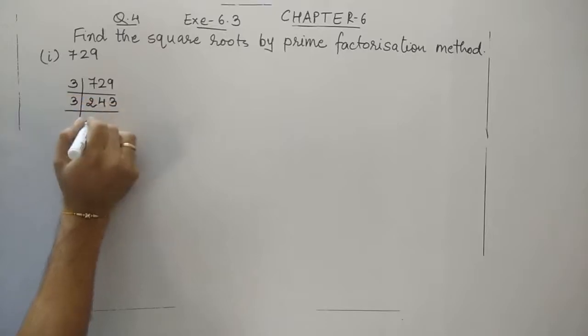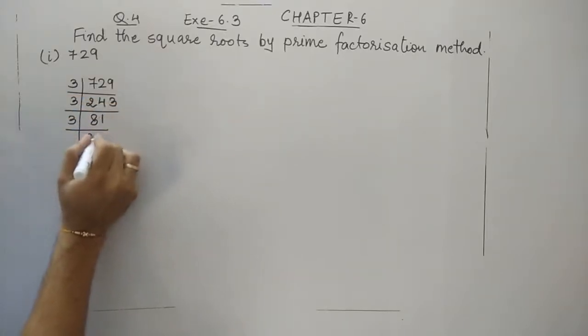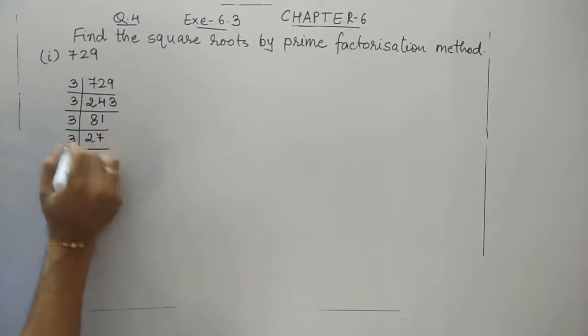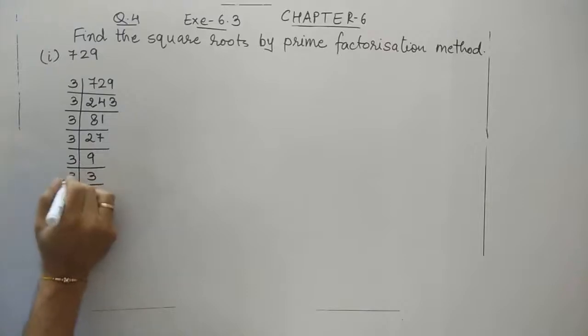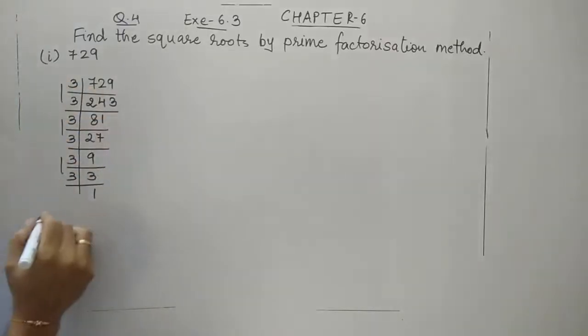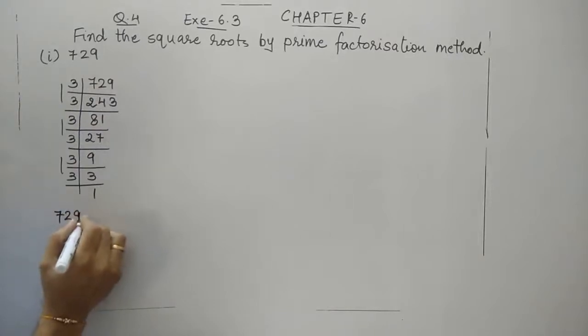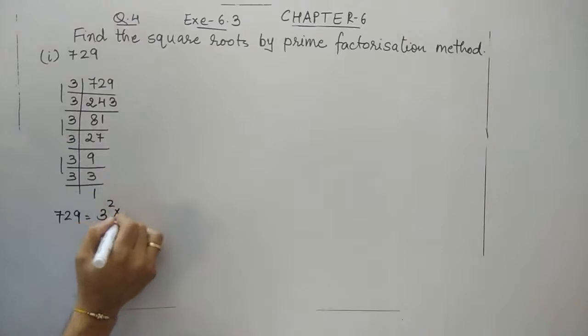One more time, 3 8s are 24, and 1s are 1. One more time, 3 27s are 81, 3 9s are 27, 3 3s are 9, and 3 1s are 3. So we can see here, we got the 3 in a certain pair. 729 is 3 times 3 times 3 times 3 times 3 times 3. So 3 times we have the square of 3.